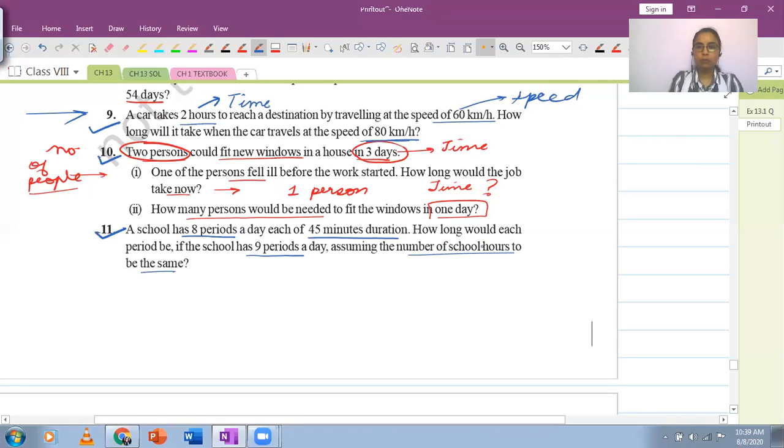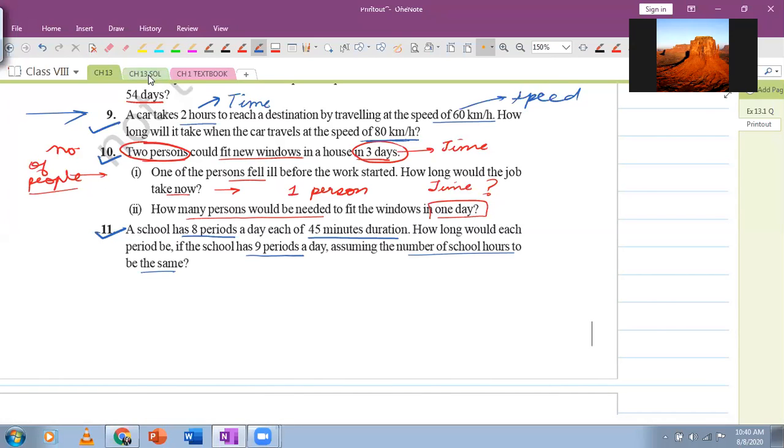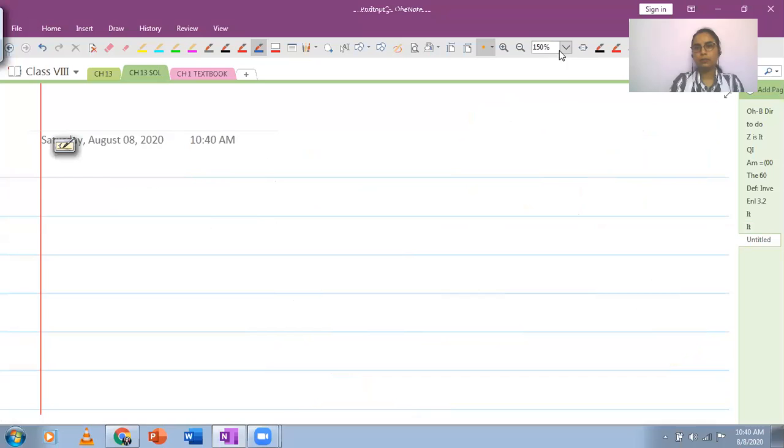Suppose the school works from 8 to 2 and they have 8 periods. Each period is 45 minutes duration. The school is still to work from 8 to 2, but they want to increase the number of classes. So what should they do? The time will decrease. Yes, they need to reduce the time for every period. हर पीरियड की ड्यूरेशन अगर वो थोड़ी थोड़ी कम कर देंगे तो उनके पास एक एक्स्ट्रा पीरियड बन जाएगा. So that's what we are going to do to increase the number of periods. The duration needs to be reduced. This is again inverse proportion.